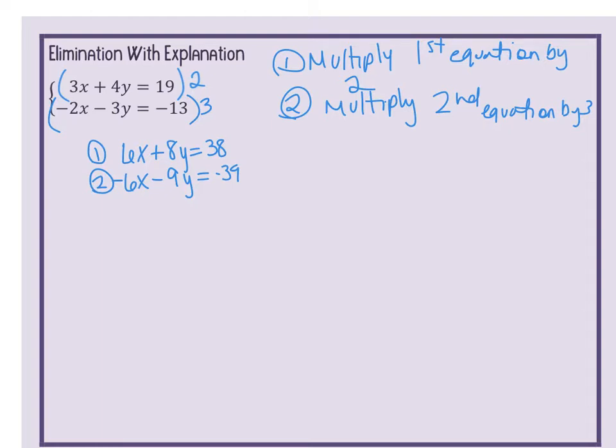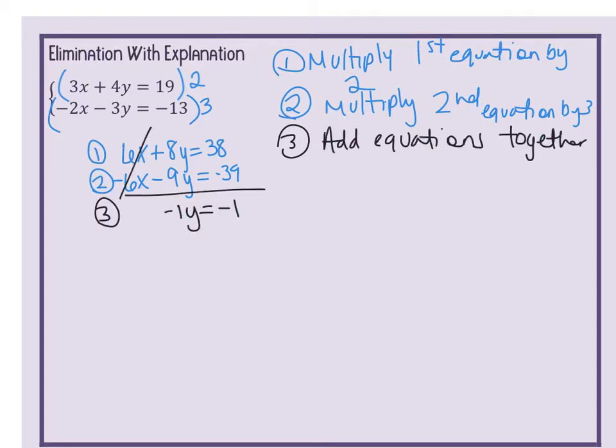Okay, the next step is going to be to add the equations together. So I went ahead and added the two equations together. The next step is to divide by -1. At this point, you have found your y variable. The next step is going to be to substitute the y into either equation. And I'm going to go ahead and do the top equation. So I'm going to substitute the y value into one of the equations.